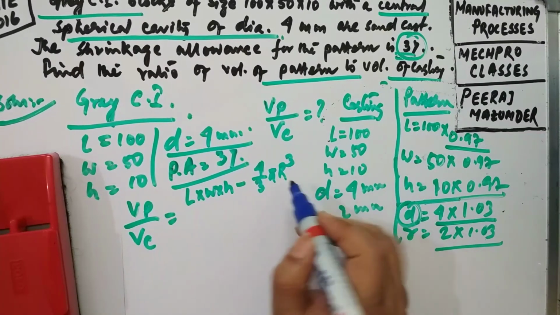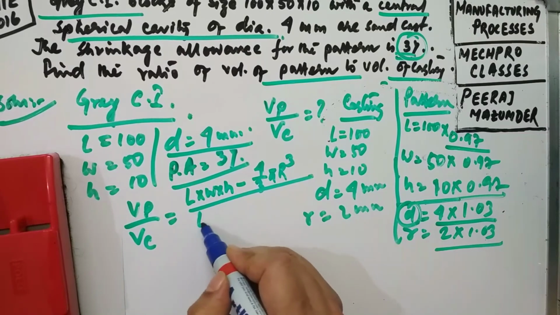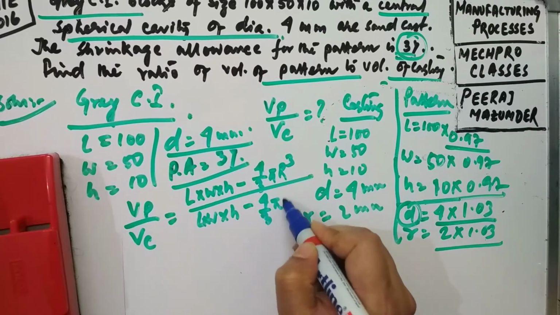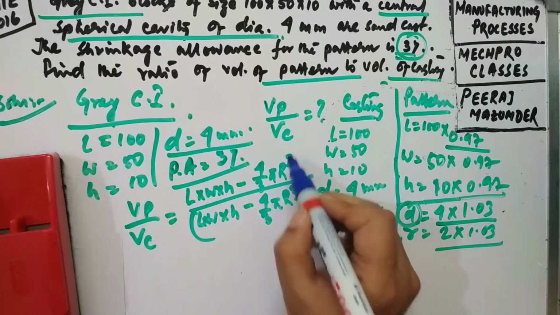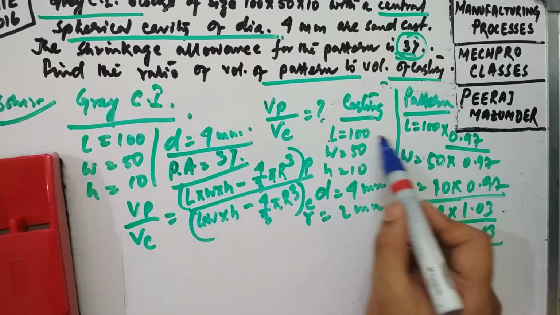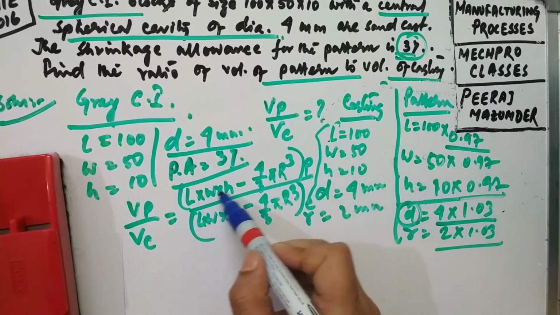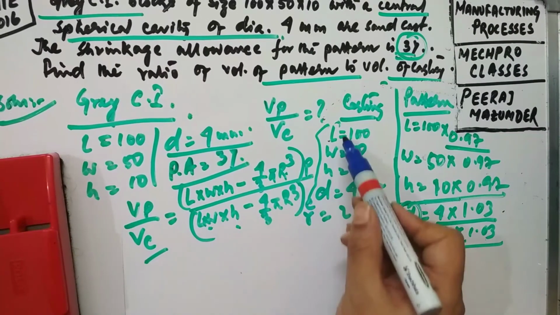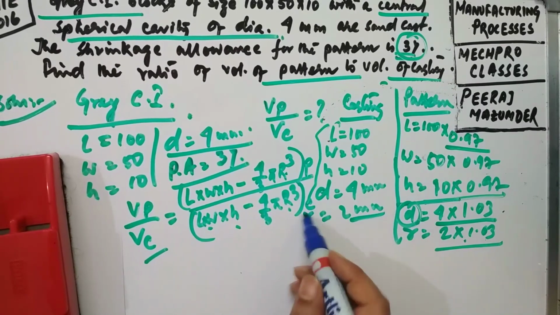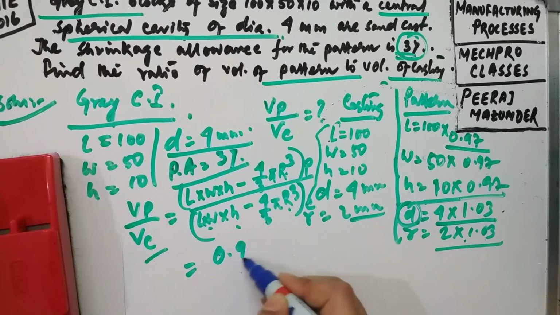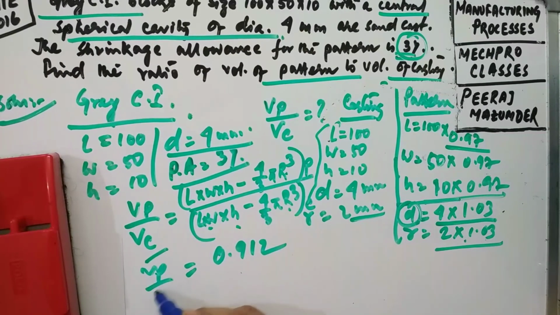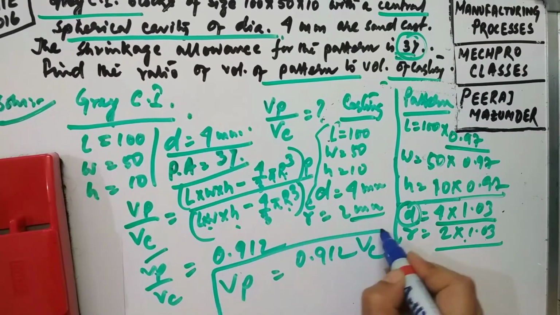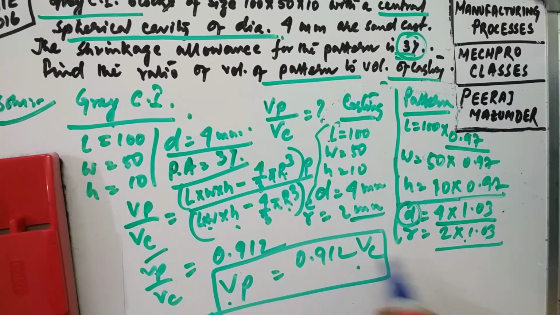Similarly for the casting also, L into W into H minus 4/3 pi r cube. This is for the casting, and this is for the pattern. Simply put the values: LWH for pattern and R for pattern, and similarly LWH for casting and R for casting. Now, putting the values, you will get 0.912. So Vp by Vc equals 0.912. That is also lesser than the volume of the casting. So the volume of the pattern is lesser than the volume of the casting.